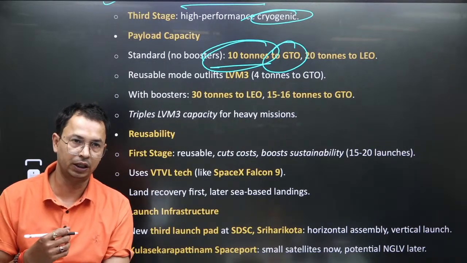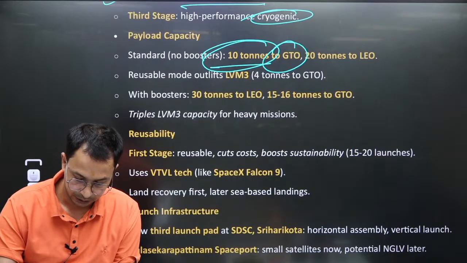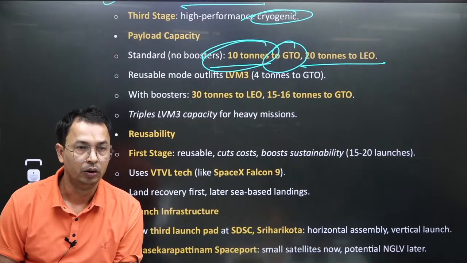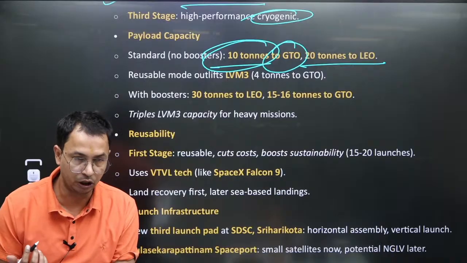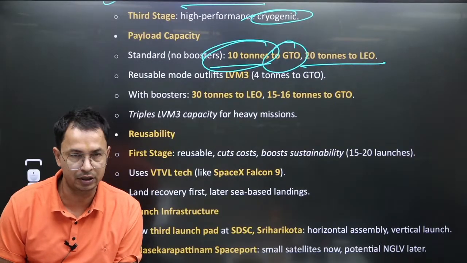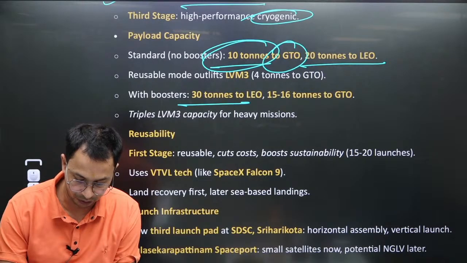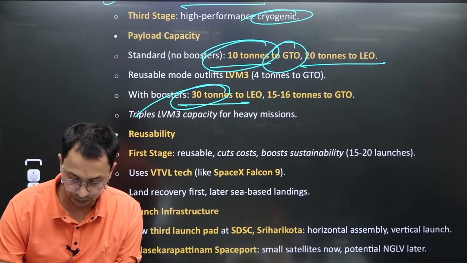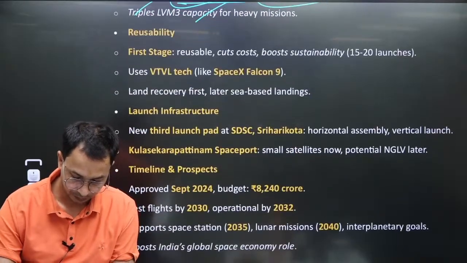For the GSLV Mk3, it was only 4 tons to GTO and 20 tons to the LEO. And if we want to make it expandable, we can use the strap-on motors. Approximately 6 strap-on motors will be used. Now the payload capacity will be increased. It will be 30 tons to the LEO and 15 to 16 tons to the GTO.